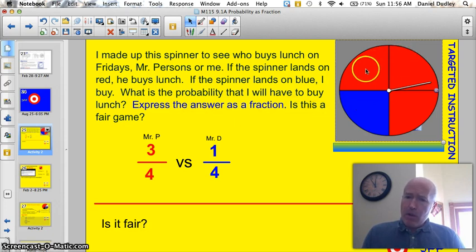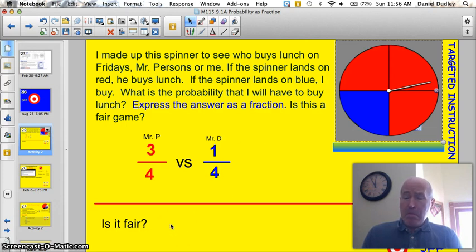All right, so there are a total of 4 places the spinner could land. 3 of those places, Mr. Persons will buy lunch. So here's the probability of Mr. Persons buying lunch, 3 out of 4. The question asks for what is the probability that I will have to buy lunch? Well, blue, there's only 1 out of 4 possibilities that I will buy lunch. So the answer is 1/4. That is in simplest form too.